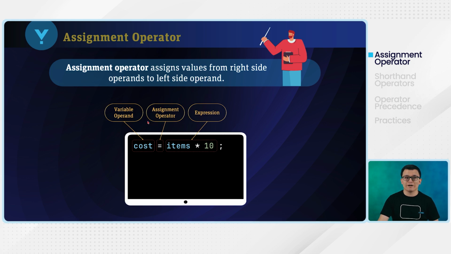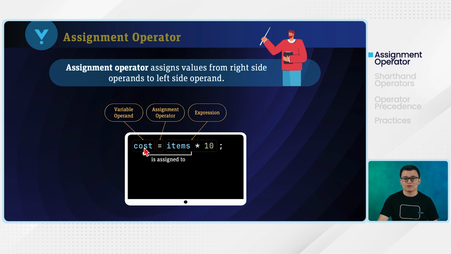You will place your variable operand on the left side and you will place the expression or value on the right side of this assignment operator. Then the expression or the value that you placed on the right side will be assigned to the variable operand that you have on the left side.